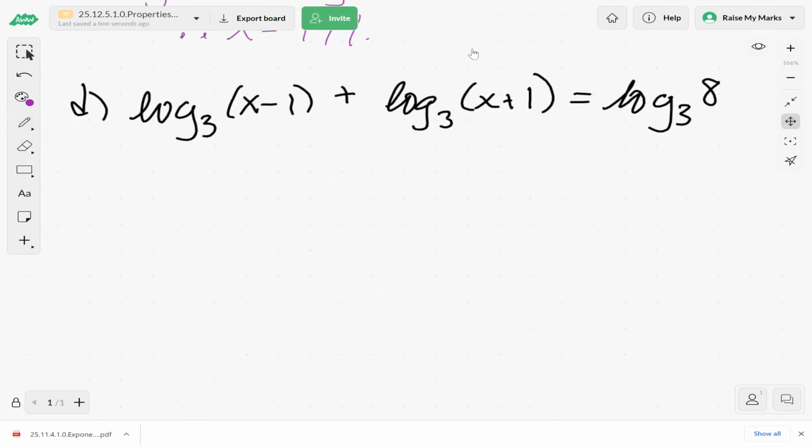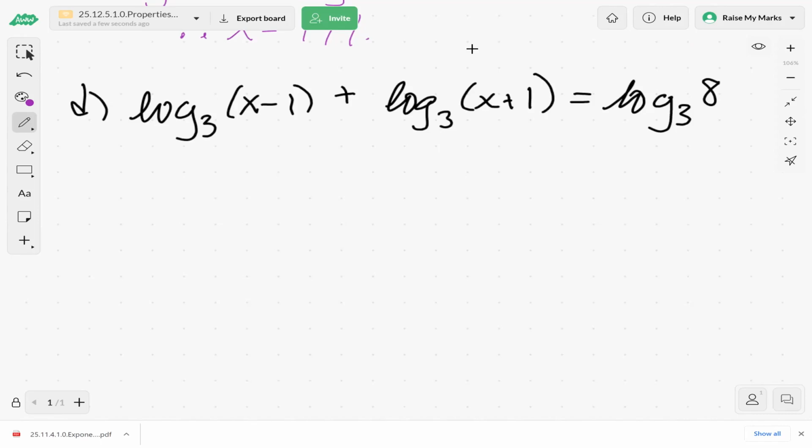All right, let's have a look at D. Again, let's have a quick scan through our equation here. Log base 3 of x minus 1 plus log base 3 of x plus 1 equals log base 3 of 8. So our bases are all the same, which is nice, so no change of base required.